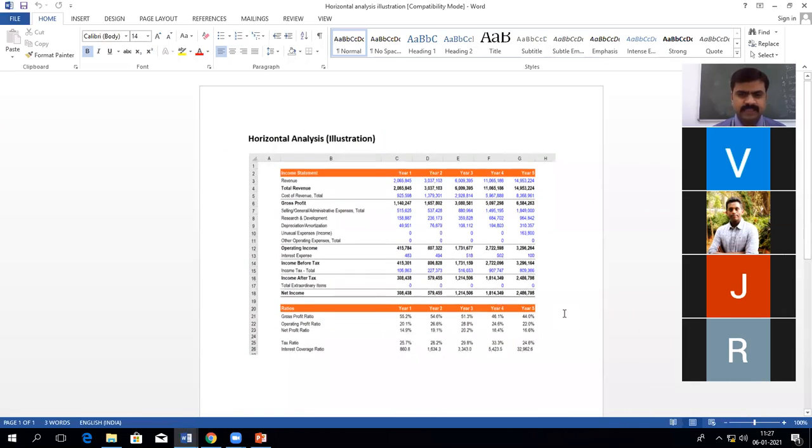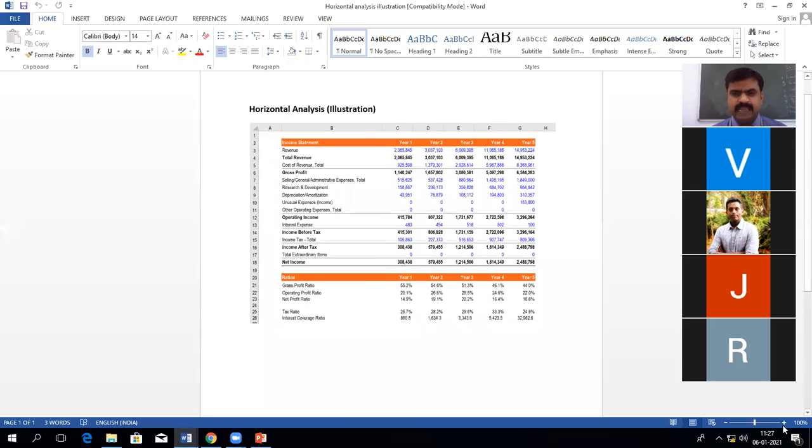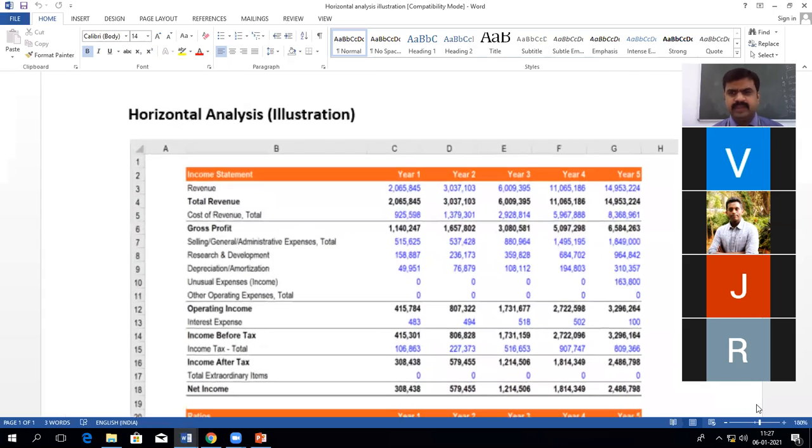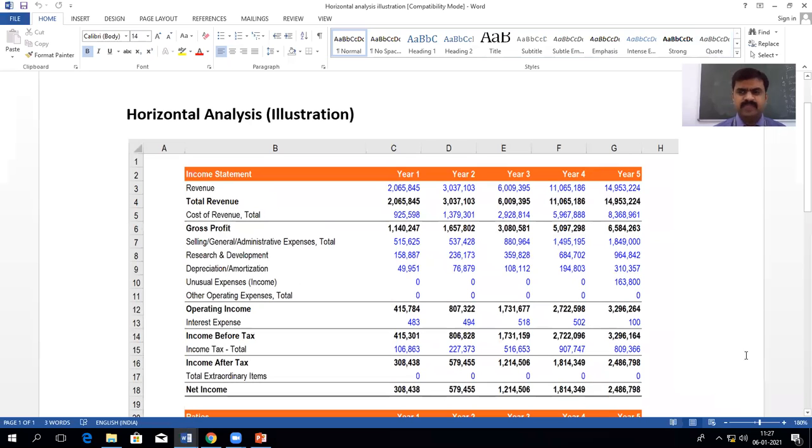This is there actually in the LMS. You can also download it and you can view it later. Okay, so this is one example for horizontal analysis.